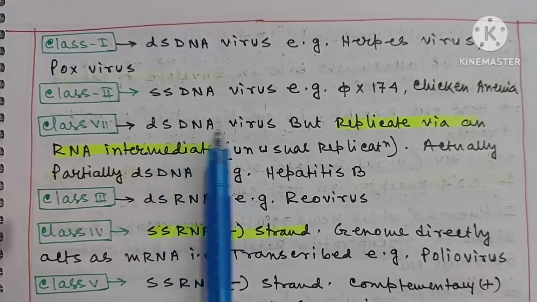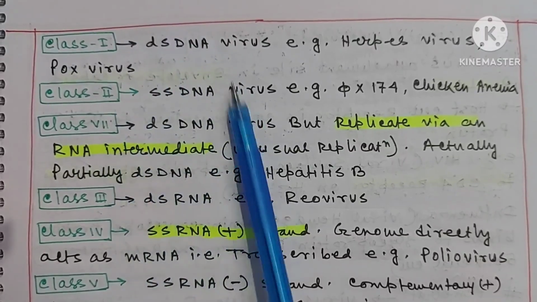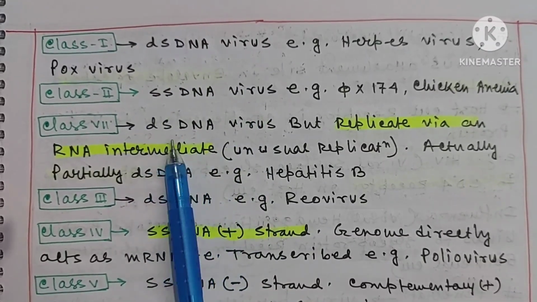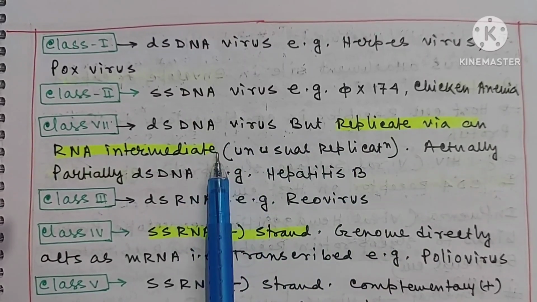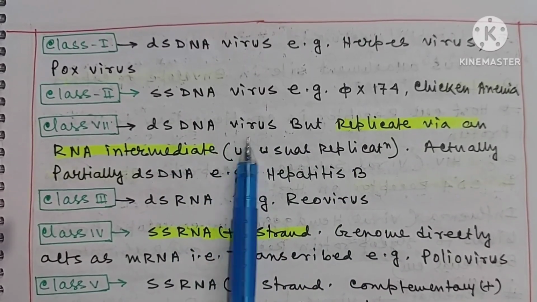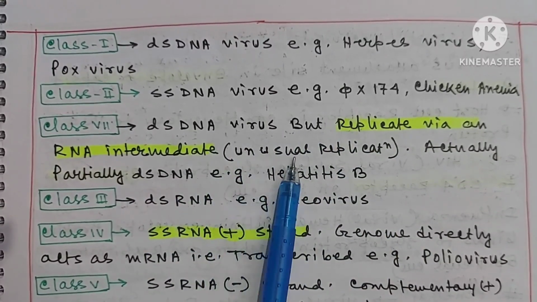Class 7 viruses are double stranded DNA viruses. First we have written the DNA and next RNA. So these double stranded DNA viruses replicate via an RNA intermediate. This is an unusual replication.